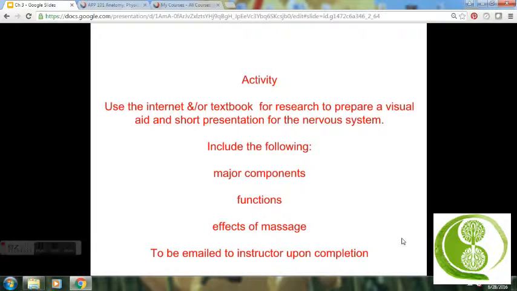Okay, so again, make your chart or your presentation including the major components of the nervous system, the functions of the nervous system, and the effects of massage on the nervous system.